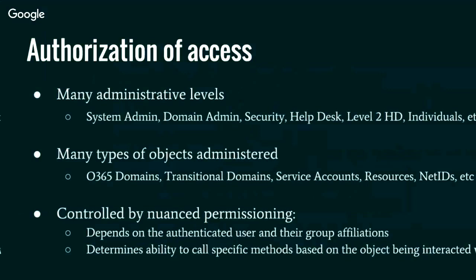And all the access to modify, view, update these objects is controlled by a nuanced permissioning system we've built. And the access level that you're granted is based on, of course, who you're authenticated to our applications as and what type of object you're attempting to administer. So the authenticated user has membership to a variety of groups. These groups administer the domains or administer users and give you access to individual objects based on your affiliations. So your ability to call a specific method on a user or a domain or a resource is based on who you're authenticated as and the groups you're a member of.